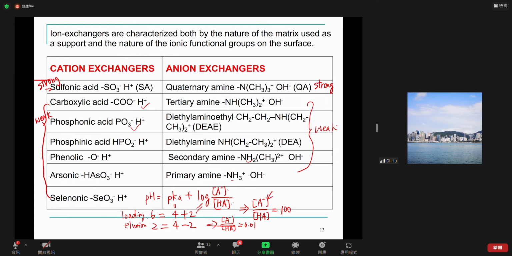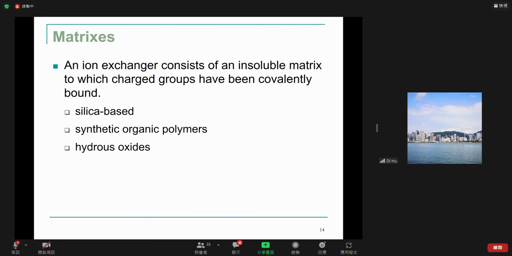This is the nature of the ionic functional group. So ion exchangers are categorized by the nature of the ionic functional group, based on what charge they have. But it also depends on the nature of the matrix as support. So what is the matrix we often use for ion exchangers? The ion exchanger consists of an insoluble matrix to which charged groups have been covalently bonded. This insoluble matrix means it should be stable under acid and base conditions, right?